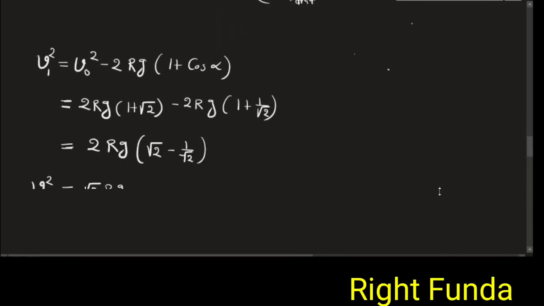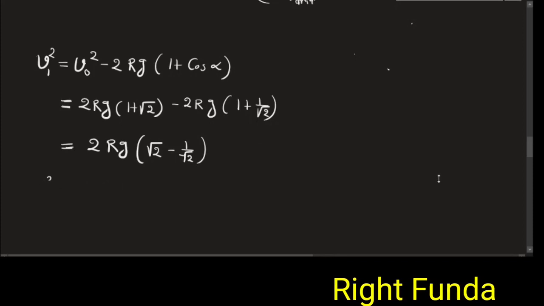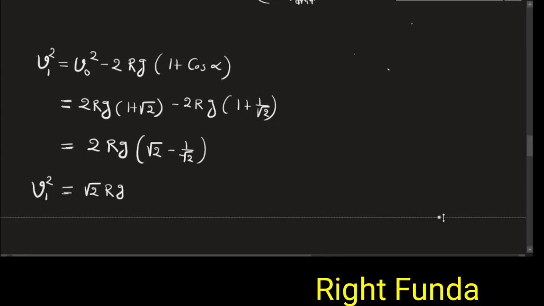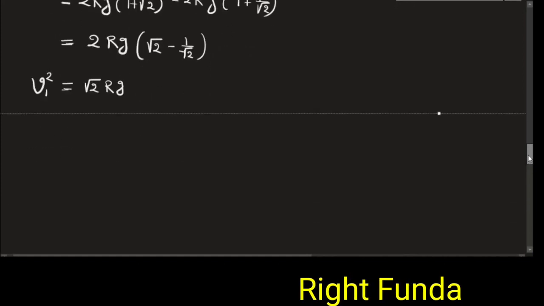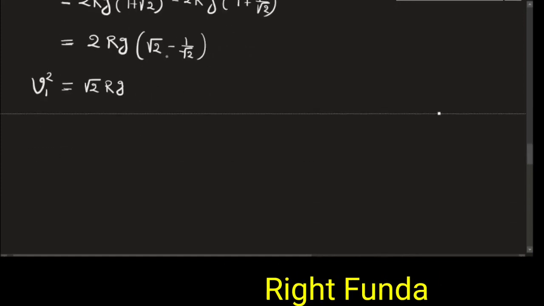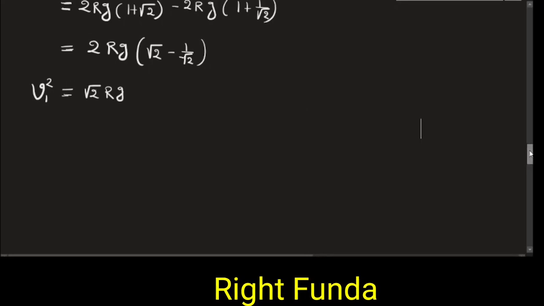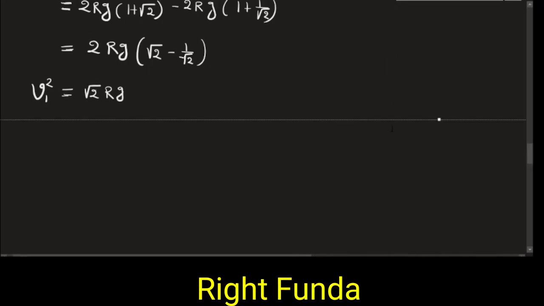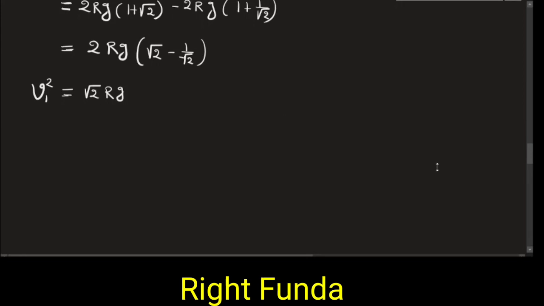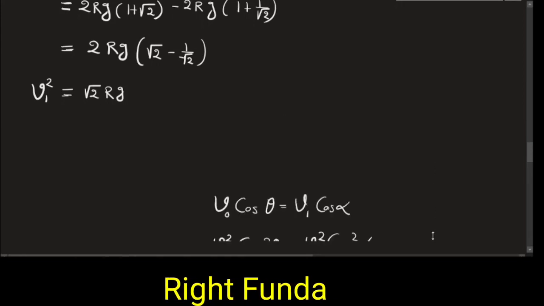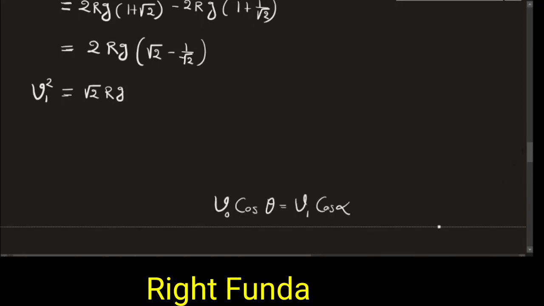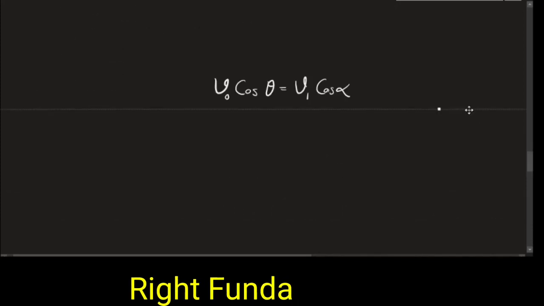Then from that we get the equation that v1 square is equal to root 2 rg, because this is equal to 2 minus 1, and root 2 cancels 2, and in the numerator 1 root 2 rg. So v1 square we know and v naught we know, and one angle alpha is known to us, so the other angle theta can be calculated. If you proceed like this, you can see the equation we write: v naught cos theta equals v1 sin alpha. As v1 square and v naught square values are there, why not square it?